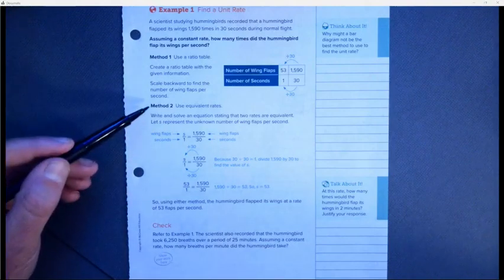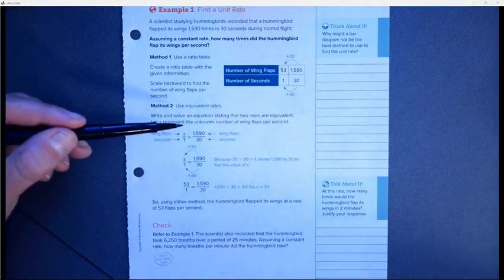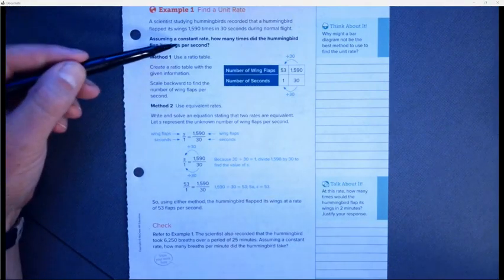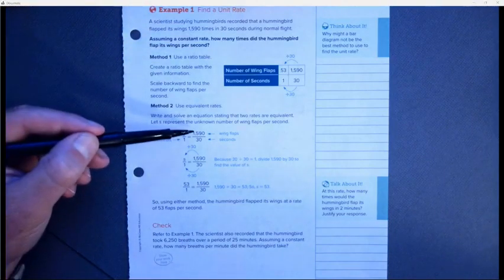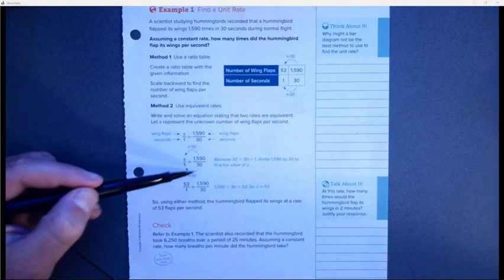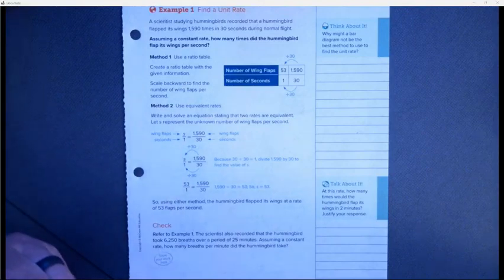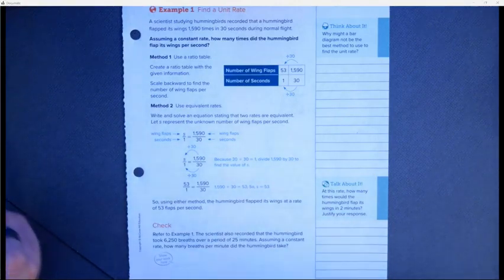The second method we can use is using equivalent rates. We set them up similar to a fraction. Since we did wings per second, right, flaps per second, we put our flaps on top, 1,590, the seconds on the bottom, 30. And similar to our ratio table, we just need to work back to 1 second because we want to know per second, which is 1 second. So we're going to divide by 30, and again we see 53 flaps per second.